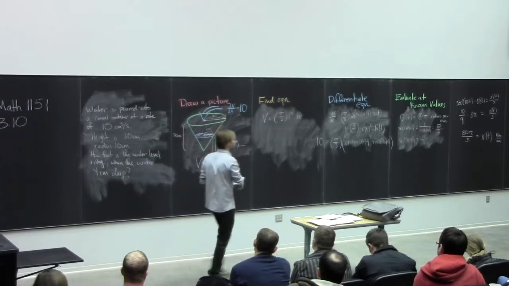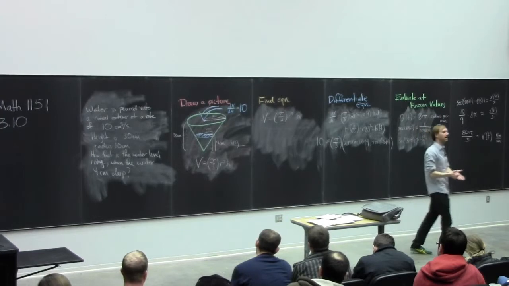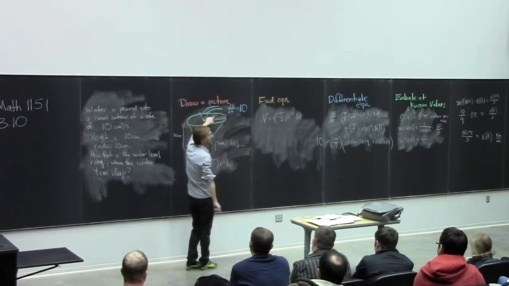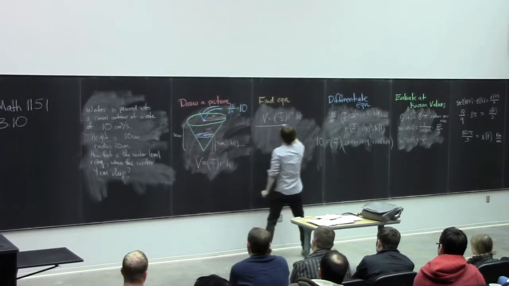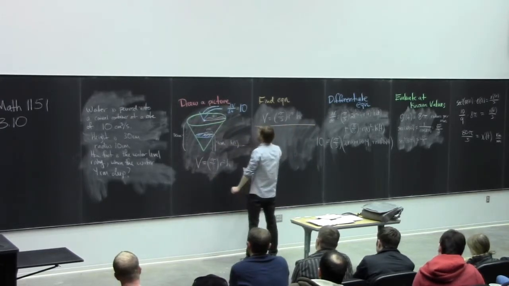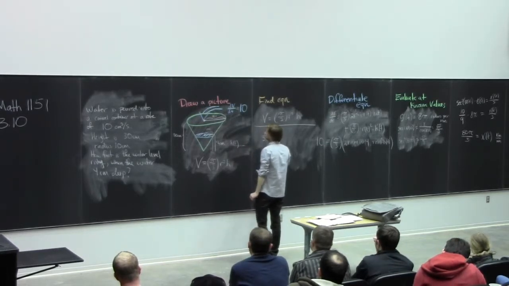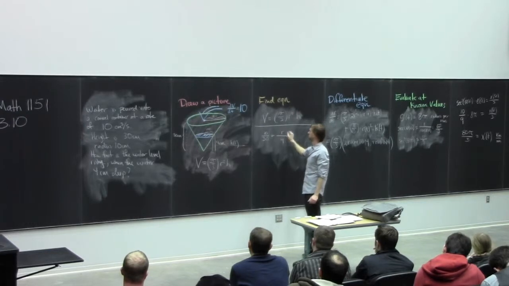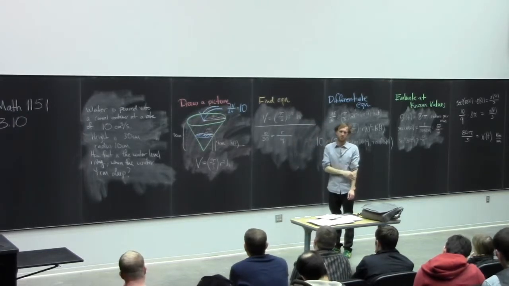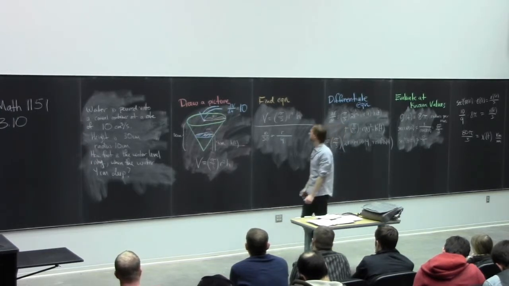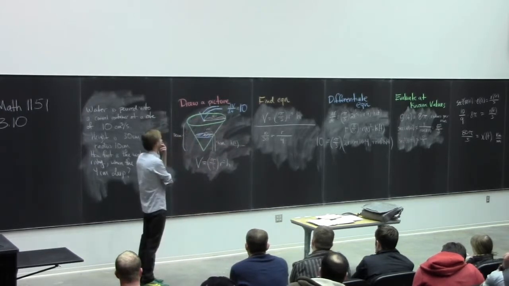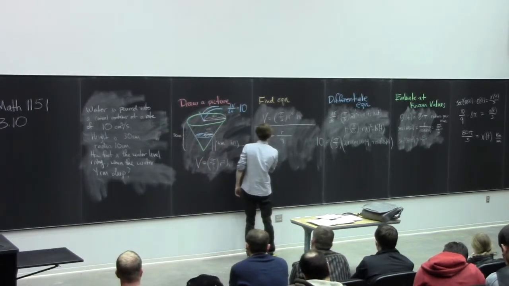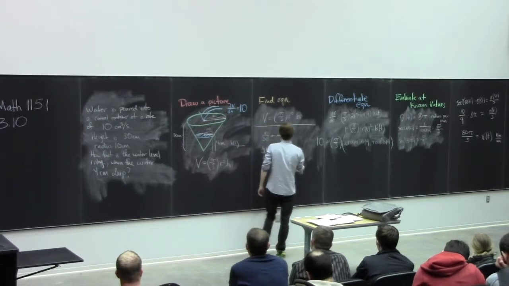Here's where we have to go back to like 6th or 7th grade and think about similar triangles. We have similar triangles here. If I know this is 30 and this is 10, then 10 over 30 is equal to, what's the height here? It's 4. And this is r, right? 4 over r. So r is 40 over 30, which is 4 thirds. So that's r of t.